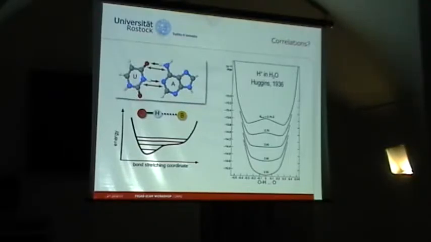This is known for 70 years or so. Here I have a picture out of the very old paper from Hudgens, who studied proton migration in water, and that's basically the empirical potential for the proton motion as a function of the distance between the two oxygen atoms in the water. And you see it changes from a single minimum in this symmetric situation to a double minimum depending on the oxygen distance.